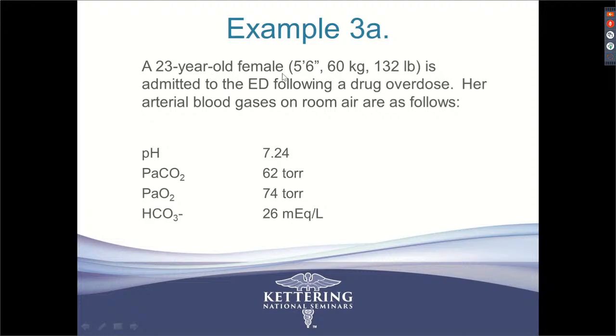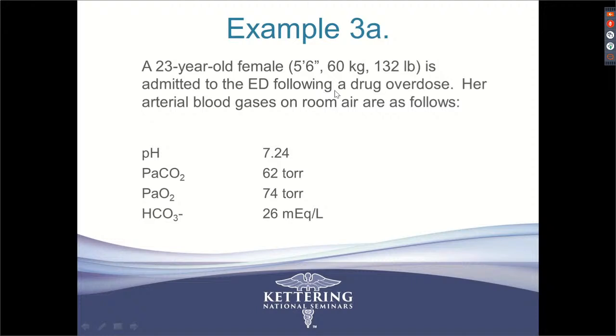We've got a 23-year-old female. She's 5'6", weighs 132 pounds. Now I can look at that and say, you know, she's not overweight. You may not be able to do that. And so you may have to go through the process of calculating the ideal weight, which we'll do here in just a minute.